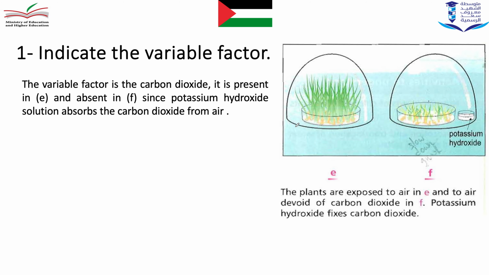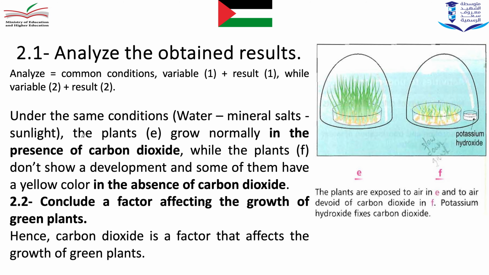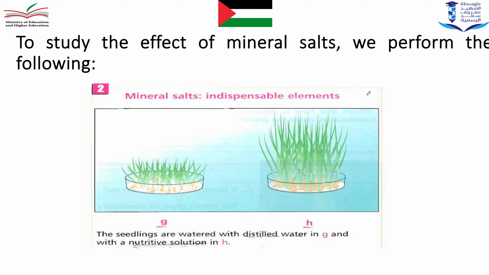So you can see the result of the variable factor here, the answer to the question. It's very easy. And the analysis is the same, under the same conditions: water, mineral salts, and sunlight. The plants E grow normally with CO2, but the plants F without carbon dioxide have a little growth, and some of them have a yellow color. Conclude the factor affecting the growth of green plants: carbon dioxide is a factor affecting the growth of green plants.